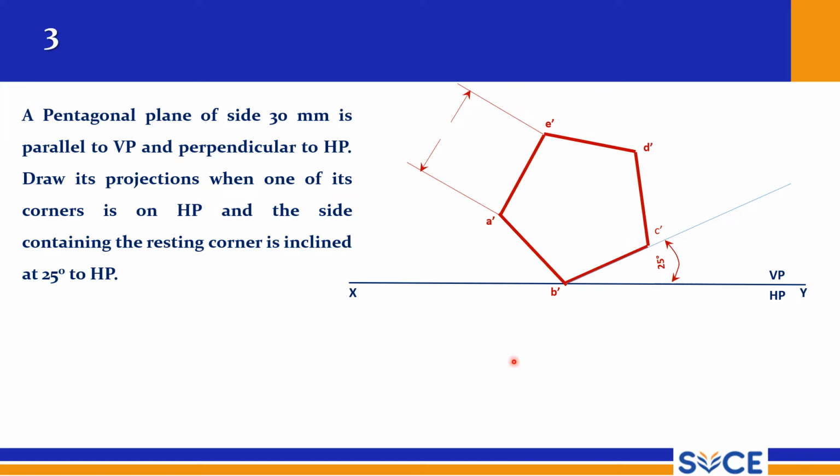And now, in front of VP no distance is given, so you can take some arbitrary distance and draw it. So this is A dash and this is A, E, B. B is invisible, that's why it should be kept within bracket, and C, D. So this is the top view. This distance can be anything, it is an arbitrary distance. So this is how you should solve this problem number 3.